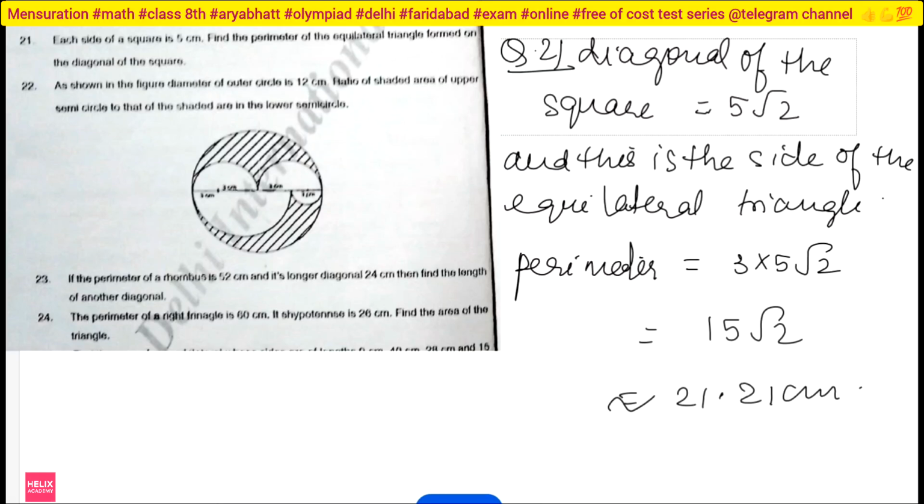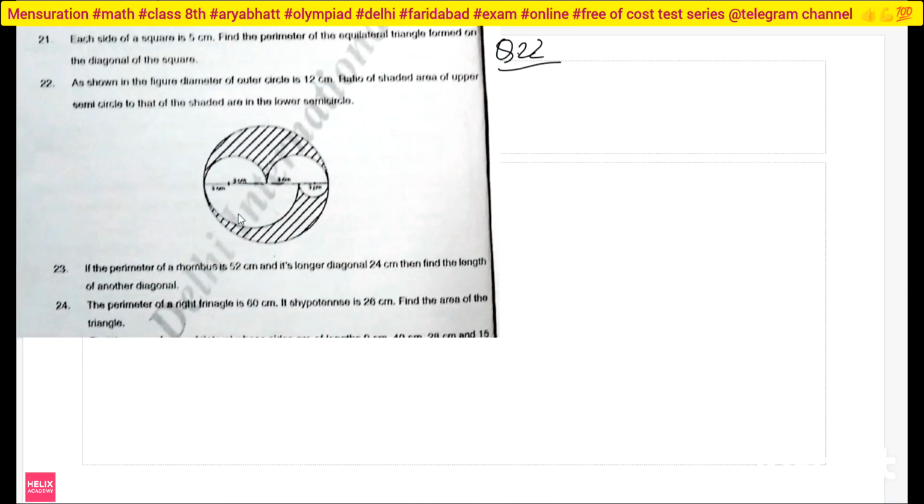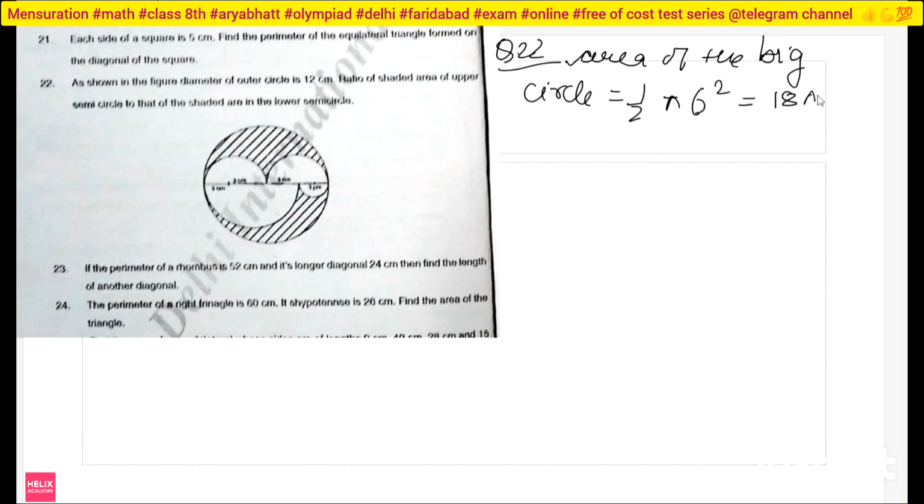Okay, question number 22, we have a big circle and inside that these are the two small circles, this one is also a circle, this one is also a semicircle. We have so many semicircles inside the big circle. Okay, so first I will say that area of the big circle is equal to what? Half pi 6 square is equal to 18 pi. Now for each small circle, I will take out the radius of each small circle.